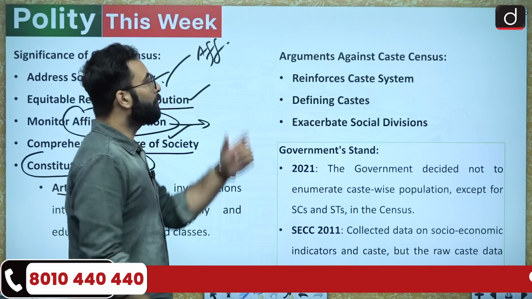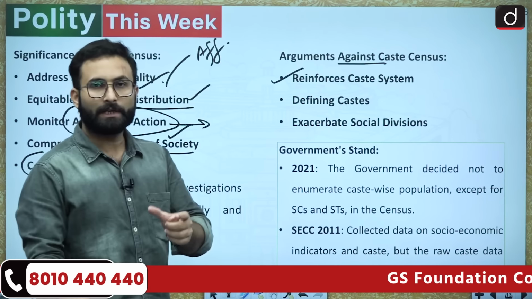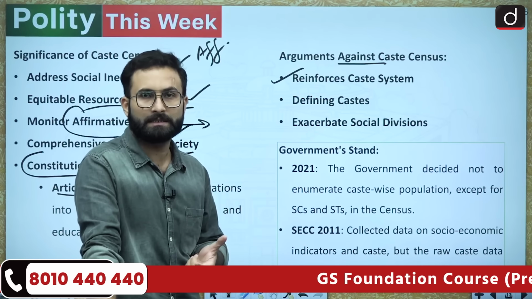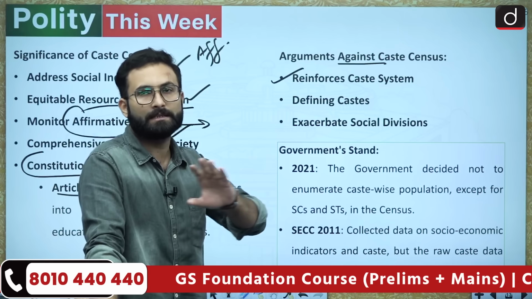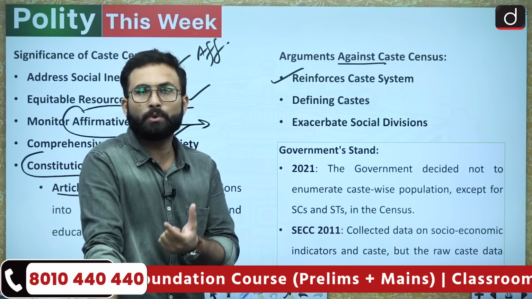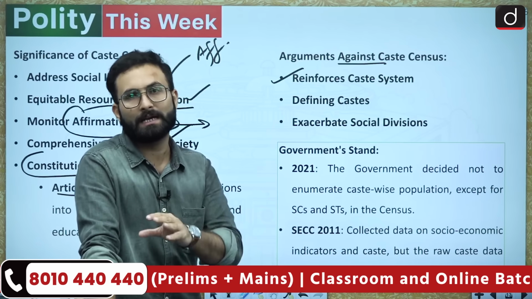Coming to the arguments against the caste census, one is that it reinforces the caste system. If you collect data on the basis of caste and analyze it, saying this caste is doing well and this caste is not, ultimately you are creating an unequal society. You are reinforcing the caste system again.